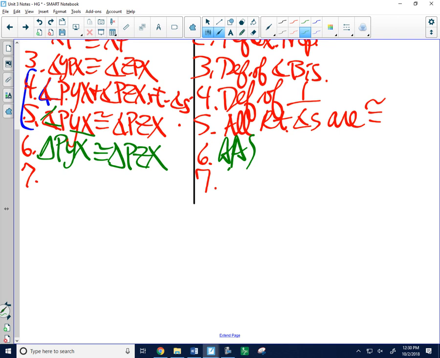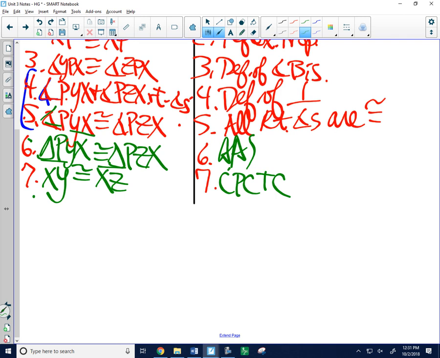Lots of times we'd be done, but now it says show the sides are congruent. So, what were they again? It was XY and XZ, by CPCTC. Again, anytime at the end, if you're showing sides or angles, say the triangles are congruent, and then the last step will be the sides or angles are congruent by CPCTC.